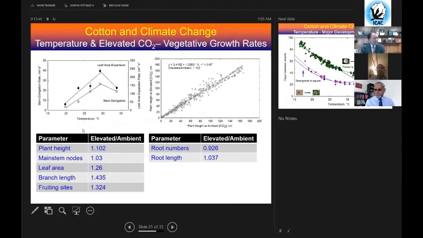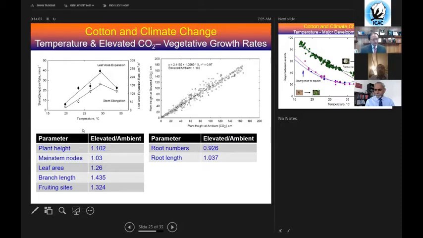And looking at leaf area expansion and stem elongation as a function of temperature, the optimal temperature is around 28 degrees, and there is a linear response up to that 28 degree mark, both for leaf area expansion and also stem elongation.